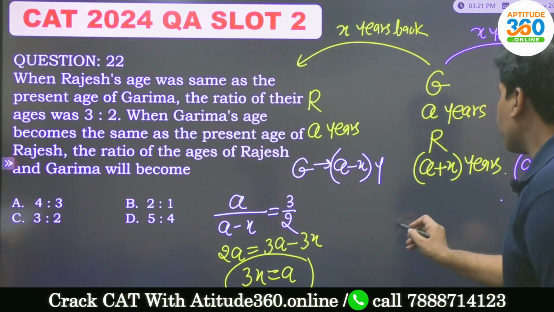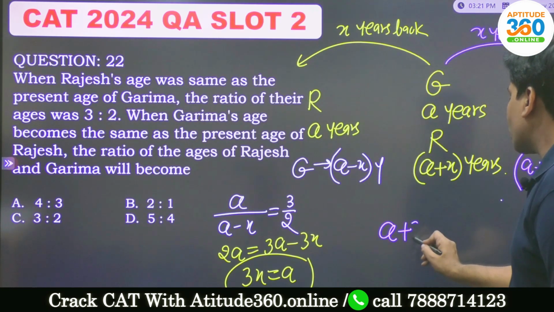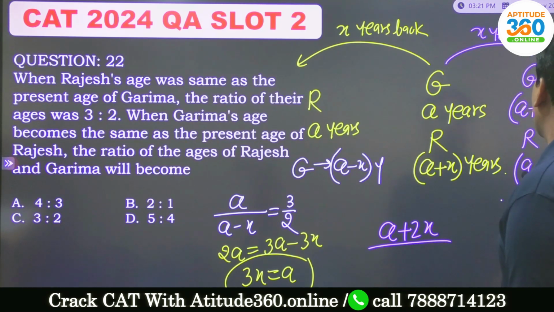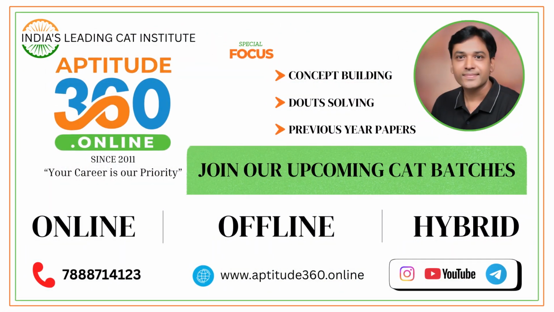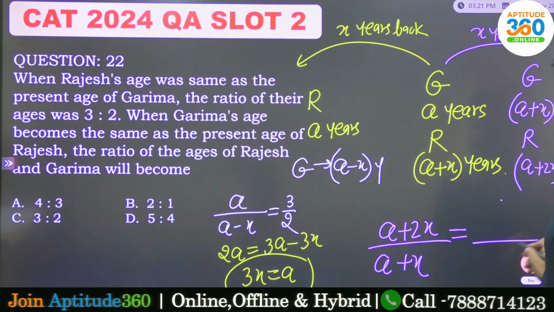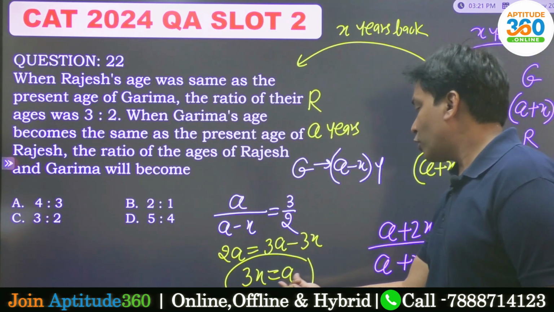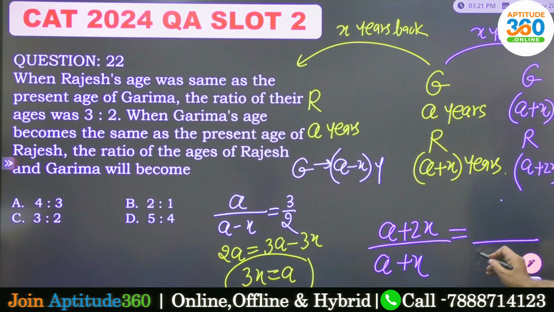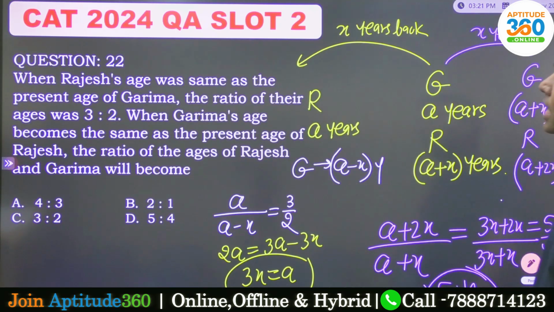So this is what? Age of Rajesh upon age of Garima. What is it that we figured out over here? The value of A is equal to 3x. So if you look at the denominator, this is 3x plus x, and in the numerator this is 3x plus 2x. So what is the value that we are having? 5x upon 4x. What is the ratio? That is pretty simple. We have found it out. It is nothing but 5:4.